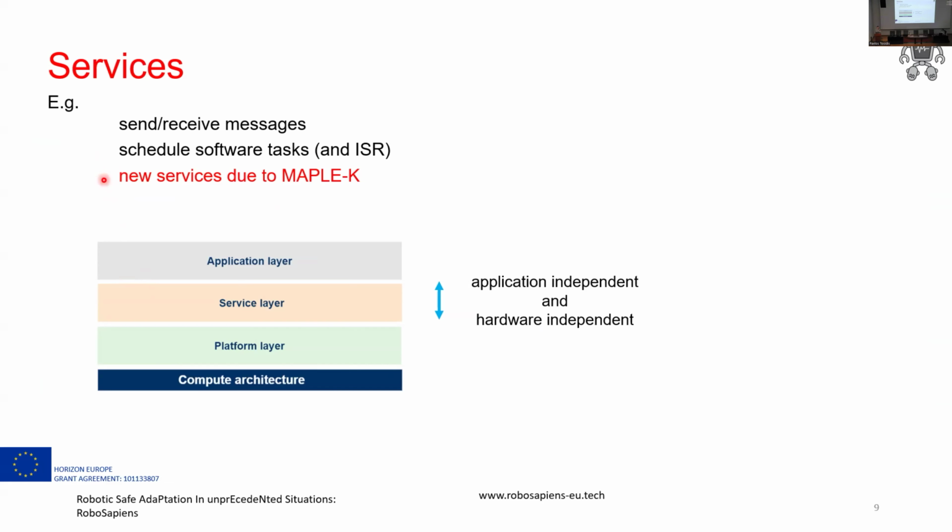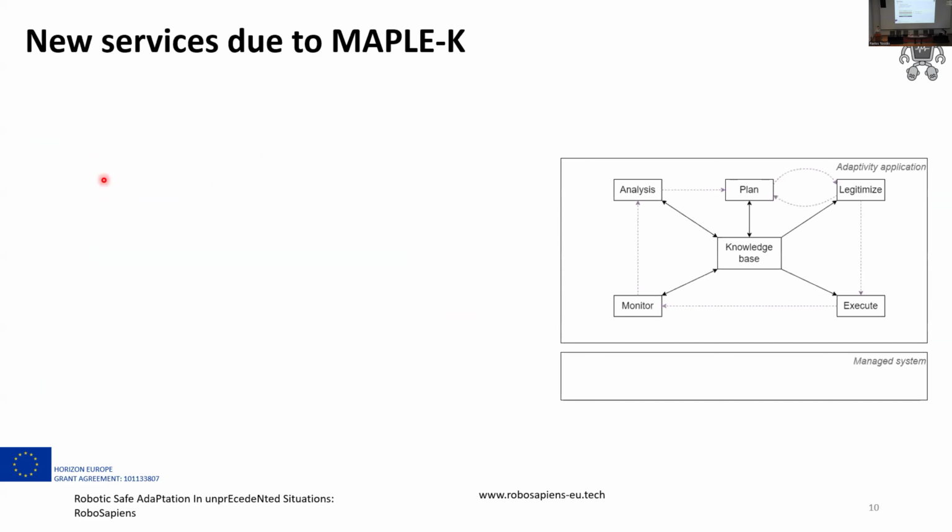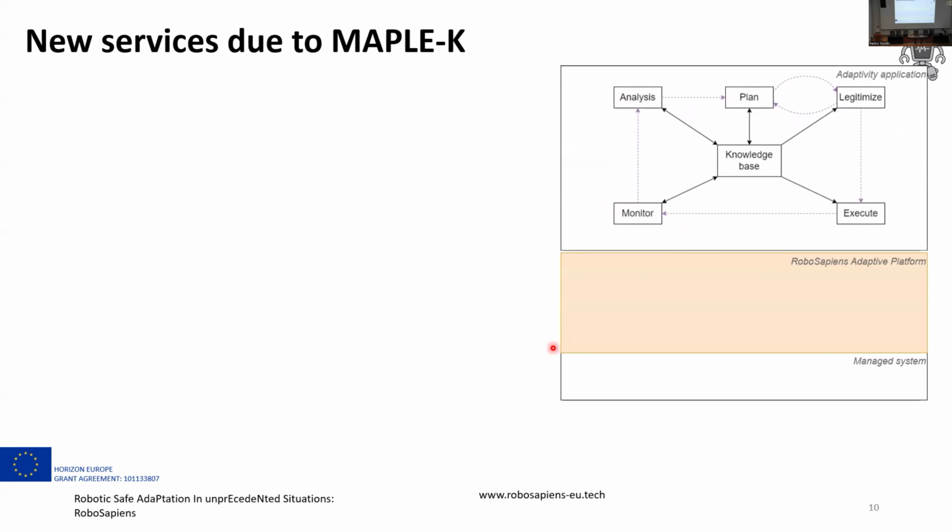And that's what we have elaborated in the last 2 years in this project. So new services for the MAPE-K. Well, again, you have here the managing system and the managed system. And in the middle there, we have that new layer that we are discussing. That's that RoboSAPIENS adaptive platform. And yeah, Peter already showed this slide before, but now we can look at it from the service point of view, why these things are popping up in our platform.